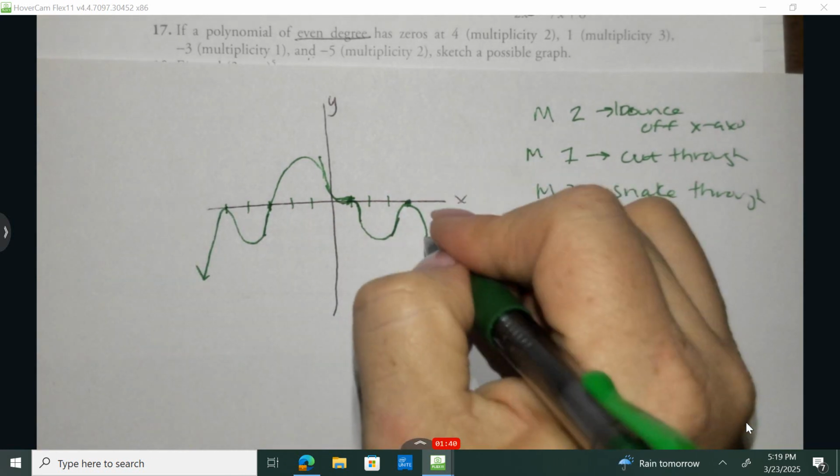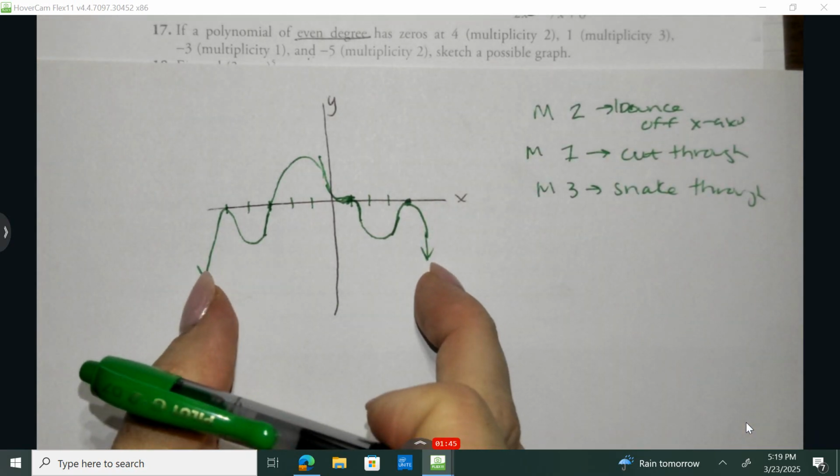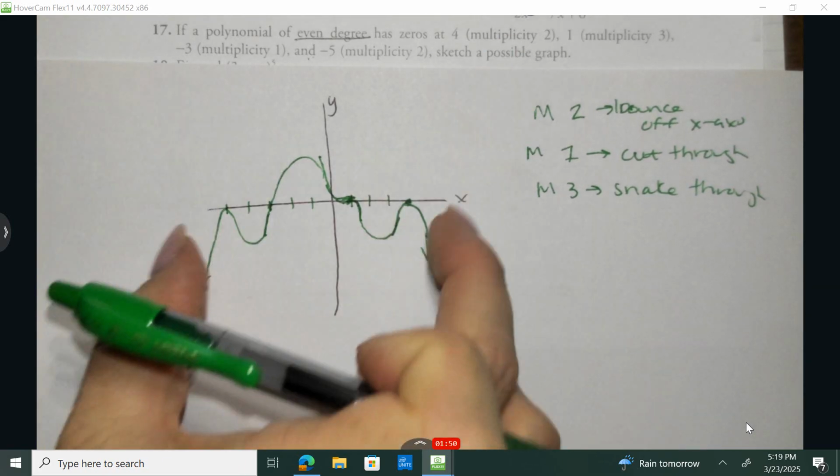Notice that in this situation, where I just drew a possible graph, it still represents a degree that is even because the ends are headed in the same direction, whether they're both going up or both going down.